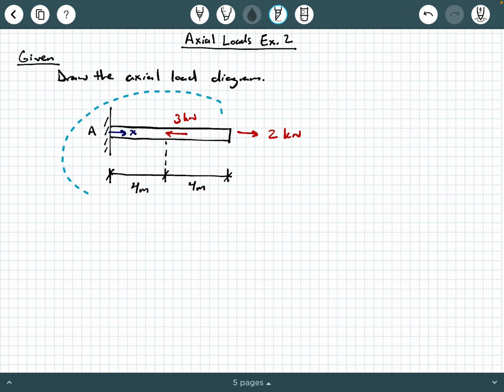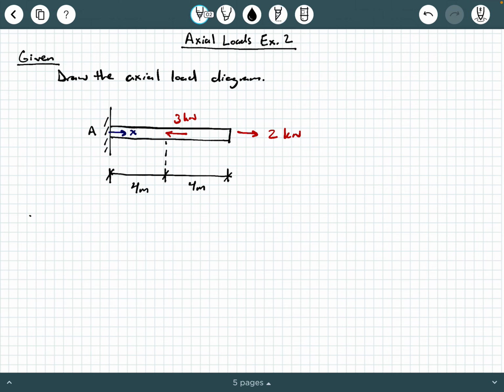And here we're given a figure. We're given an axially loaded bar that has a fixed connection over at A, and we're given a little X coordinate right here. This indicates to us that our origin is at point A and things pointing to the right are positive, okay? Now, at 4 meters, we have a 3 kilonewton load applied that's pointing to the left. And then at 8 meters, which is the end of the member, we have another load that's 2 kilonewtons pointing to the right, okay? And we're being asked to draw the axial load diagram.